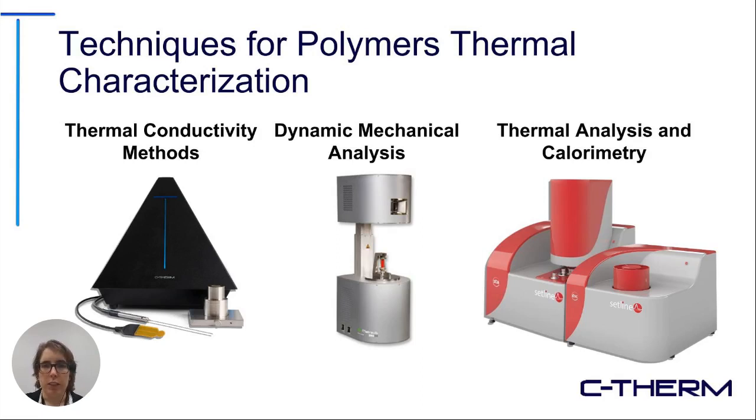And these really fall into three main categories. The first of which is the heat transfer property methods, which primarily are thermal conductivity methods, but also a subset of calorimetric methods. Dynamic mechanical analysis, which measures things like the loss and storage moduluses of the material. And finally, thermal analysis and calorimetry to characterize things like phase changes, thermal stability, and other things like that.